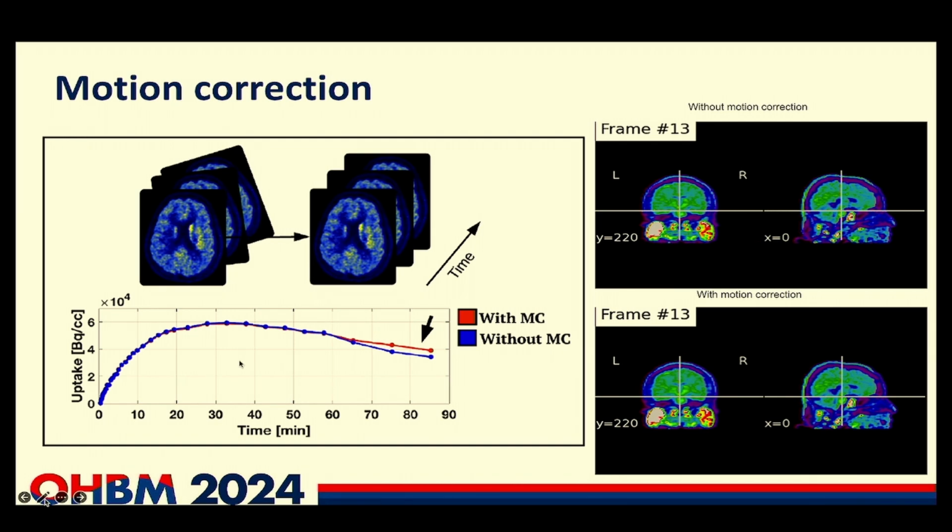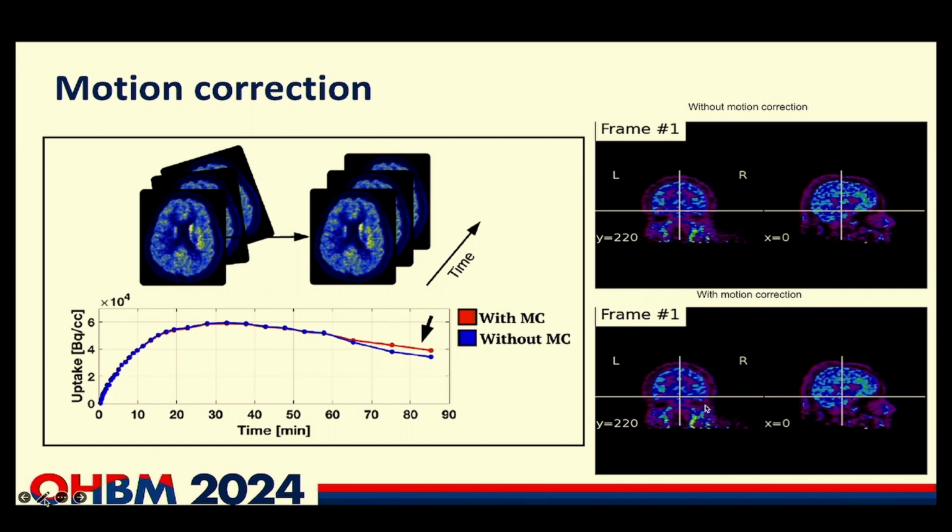So what you want to do is that you want to register all these frames to each other, thereby doing proper motion correction. And what I'm showing you here is just an example without motion and an example with motion, and I'll get back to that in a bit.